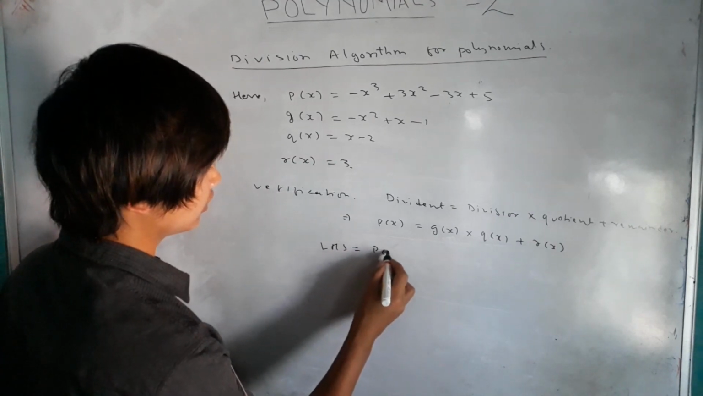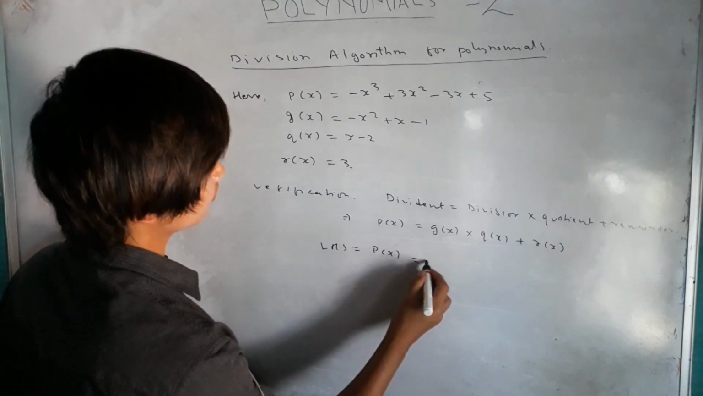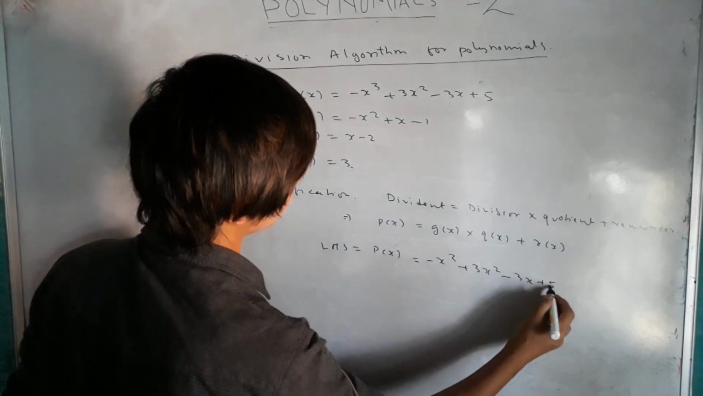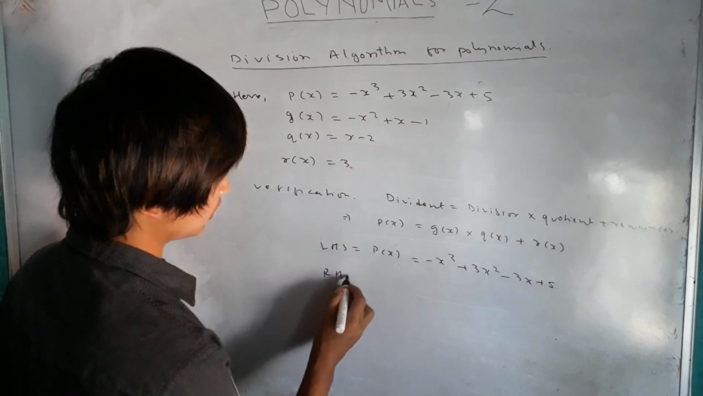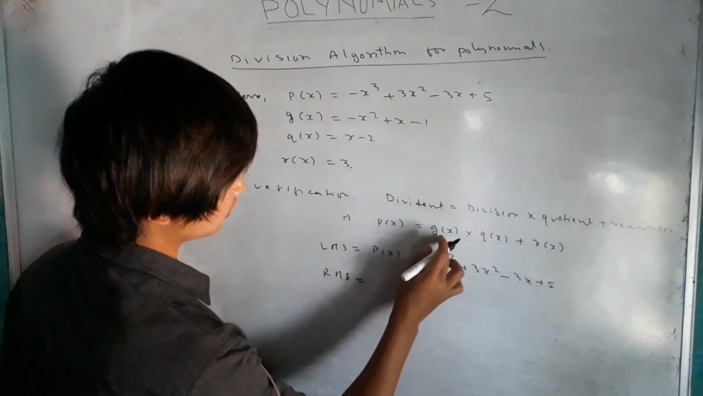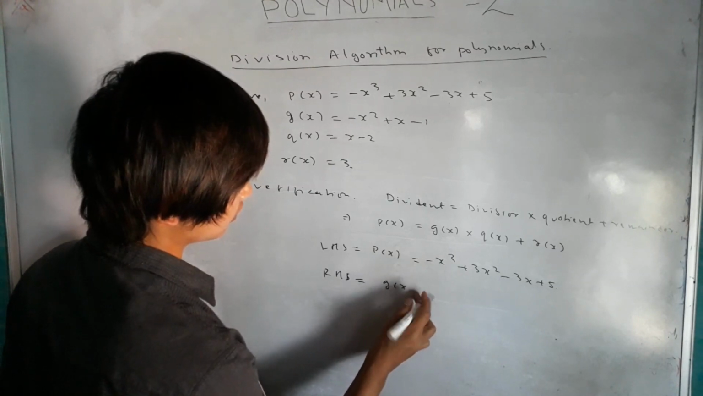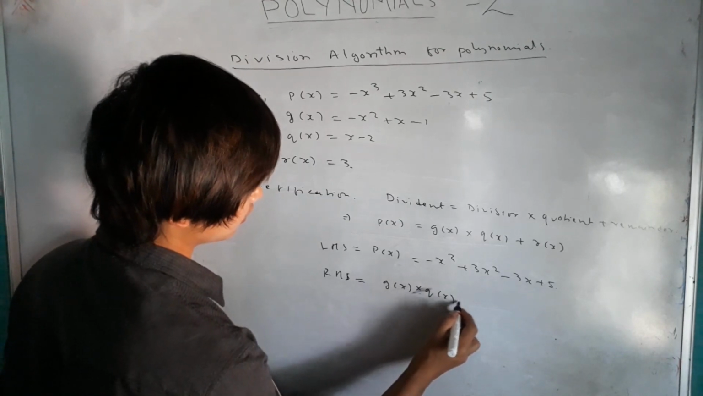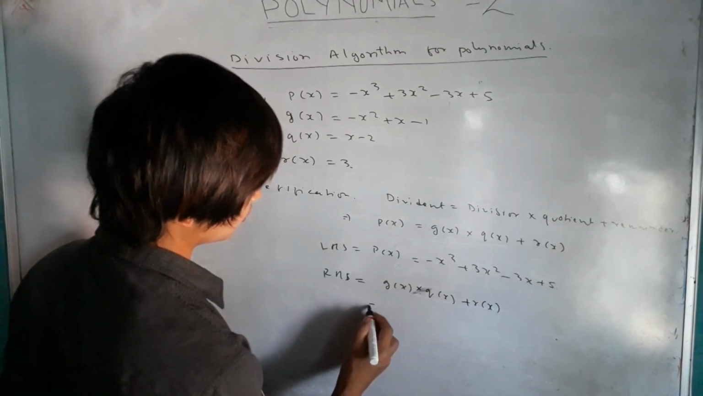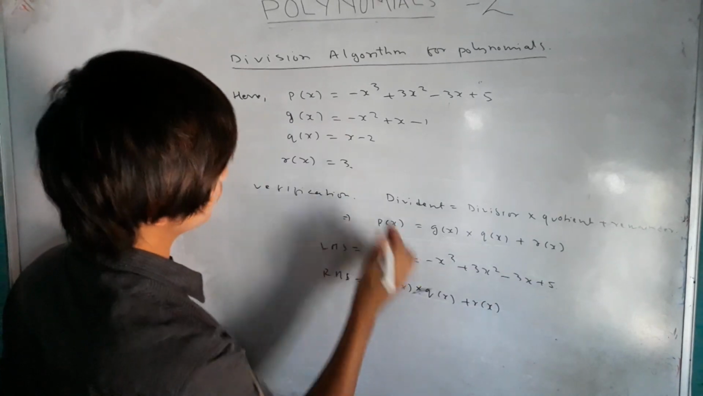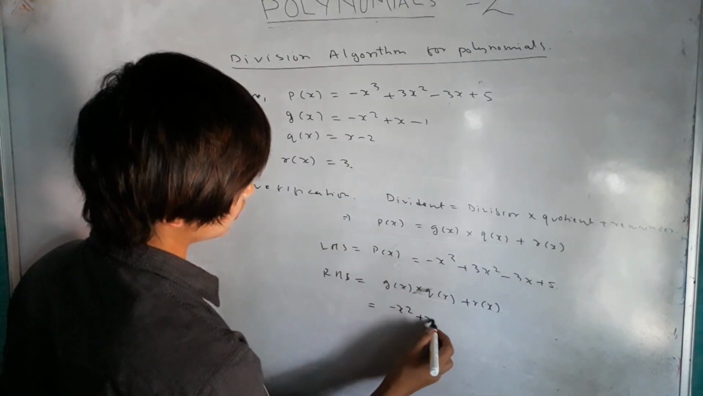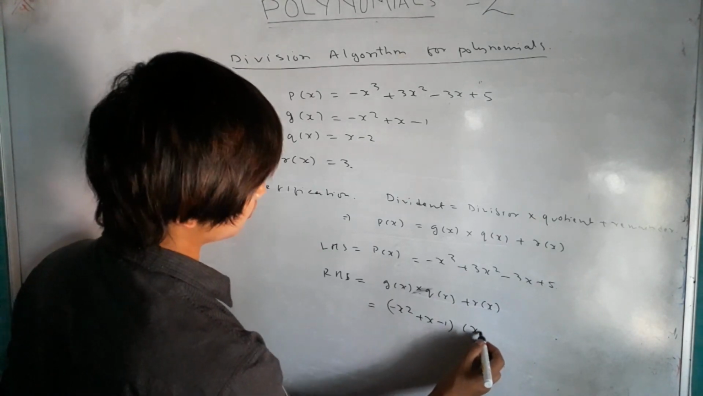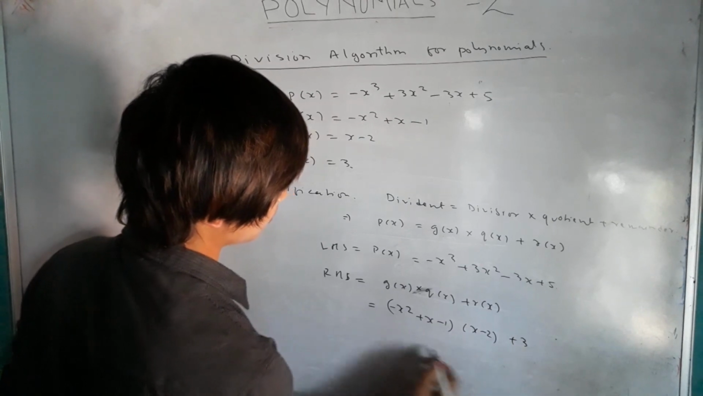Left hand side, p(x). p(x) was our minus x cube plus 3x square minus 3x plus 5. This was our left hand side. What was the right hand side? Right hand side means g(x) times q(x) plus r(x). What was our g(x)? g(x) was our minus x square plus x minus 1. What was our q(x)? x minus 2, plus the remainder was 3.